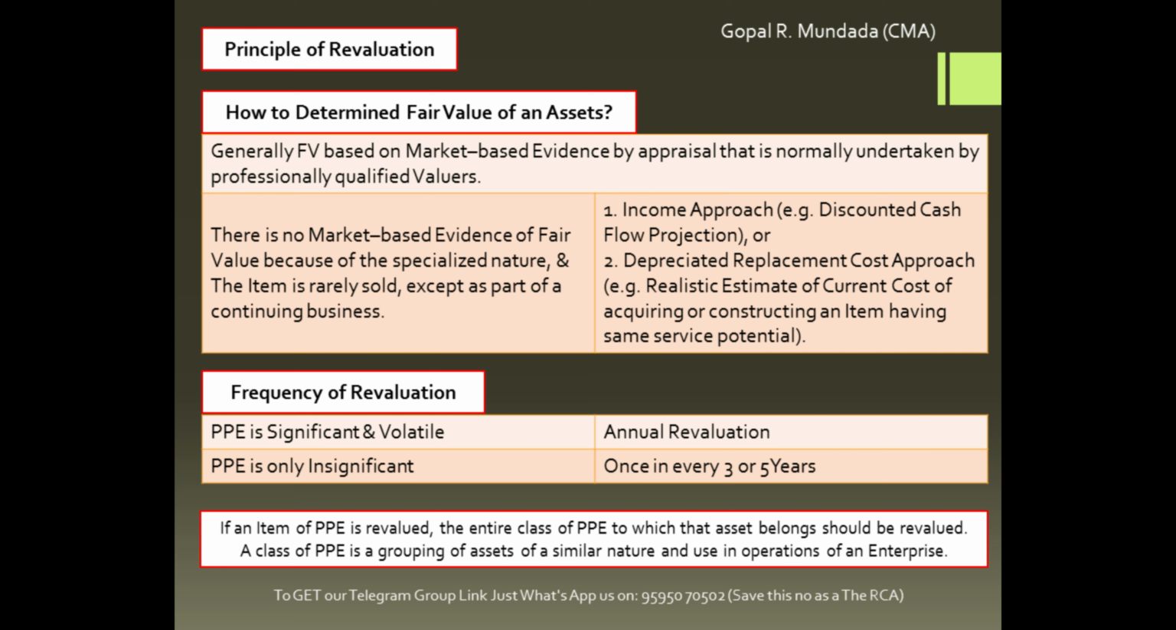Suppose there are 4 motor vehicles as property, plant and equipment in my balance sheet, but I want to revalue only one of such motor vehicles as on 31st March 2020. Is this possible? No guys. I must revalue all 4 assets as on 31st March 2020. So revaluation of a single asset of the class of assets is not permitted under Accounting Standard 10. On this point, there is also a chance of a question in the examination.